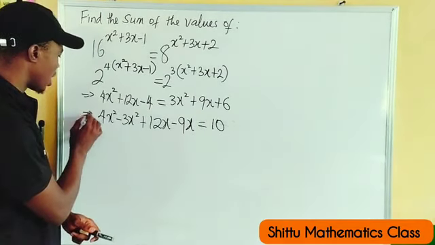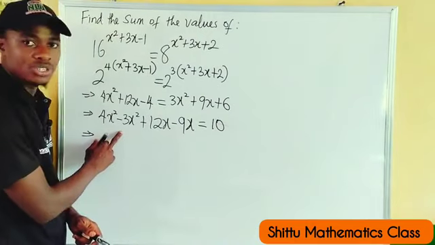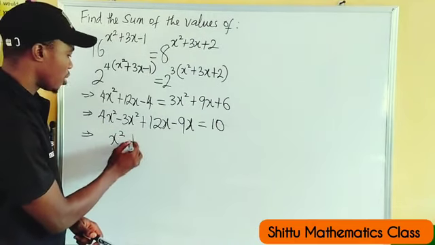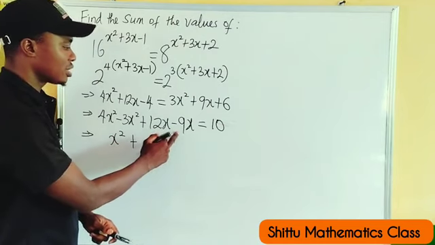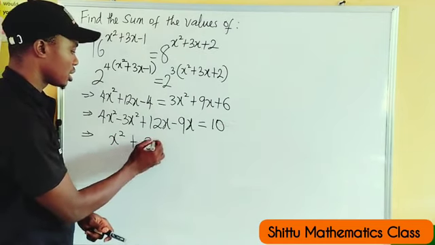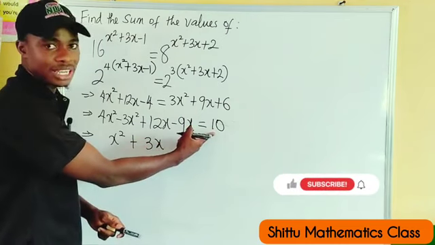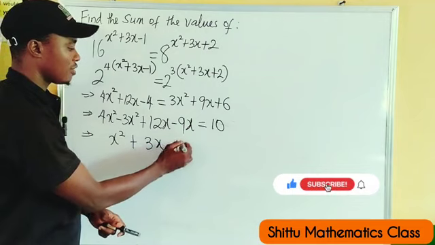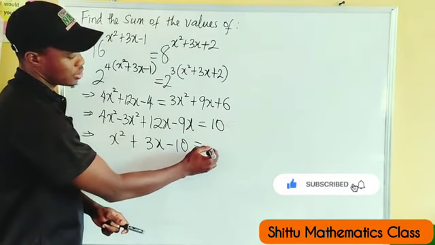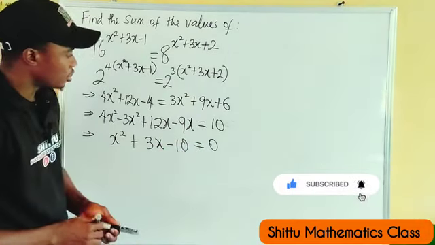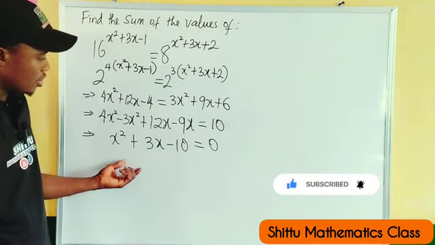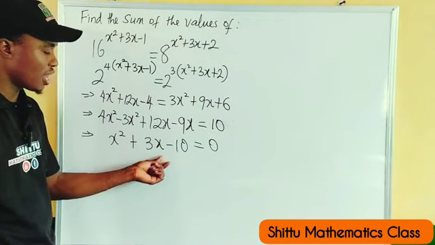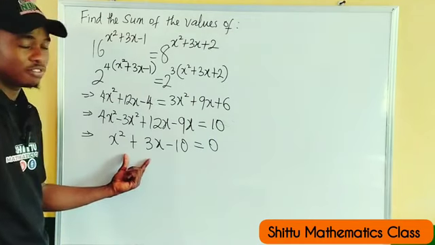So what do we have here? We have 4x squared minus 3x squared, this is going to be x squared, then plus 12x minus 9x, this is going to be 3x. Then this 10 here, we can send it to the left hand side. We are going to have x squared plus 3x minus 10 equals to 0. So you can see that this has led us to a quadratic equation in terms of x. So we are going to be looking for the value of x.